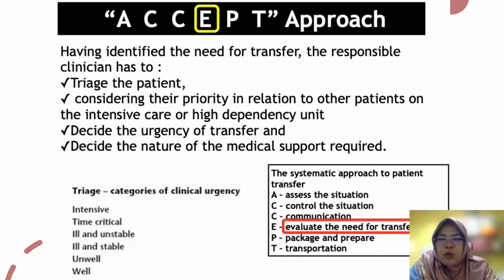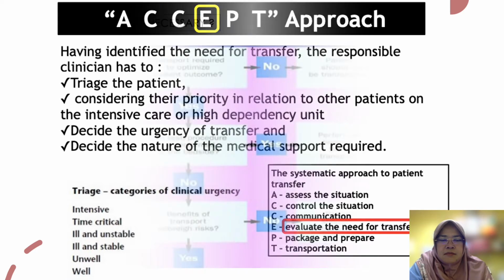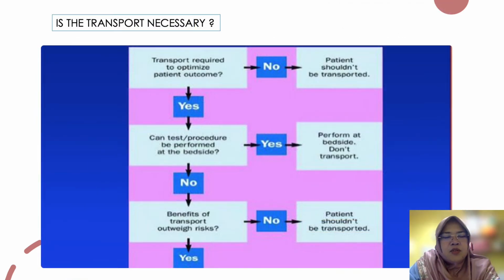Next is to evaluate the need for transfer. The clinician has to triage the patient considering their priority and decide the urgency of transfer and the nature of medical support required. Somehow we need to ask this question, is the transport necessary?